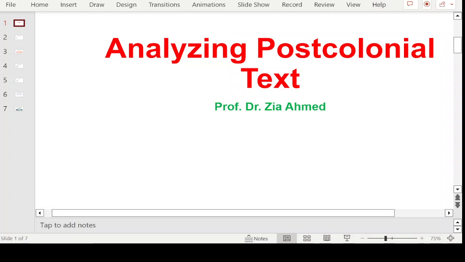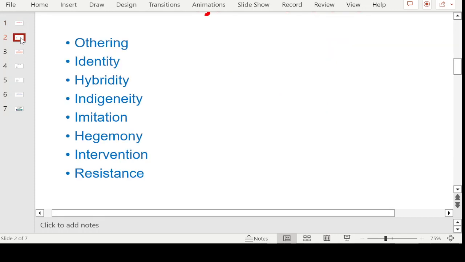These parameters are not limited to just one or two things, but they have many more things in that. For example, if you look at that, there is the othering, there is identity, hybridity, indigeneity, imitation, hegemony, and intervention and resistance. So these are some of the points here. I do not say that postcolonial theory has only these points or only these parameters. These are just a few.